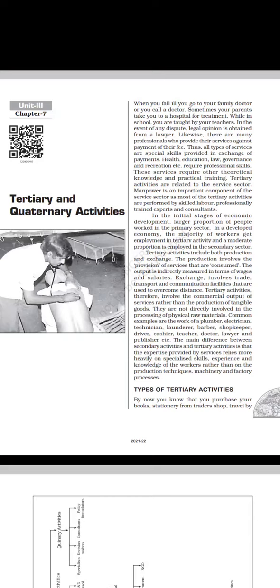Exchange involves trade, transport, and communication facilities that are used to overcome distance. Tertiary activities therefore involve the commercial output of services rather than the production of tangible goods. They are not directly involved in the processing of physical raw materials. Common examples are the work of a plumber, electrician, technician, launderer, barber, shopkeeper, driver, cashier, teacher, doctor, lawyer, and publisher, etc.